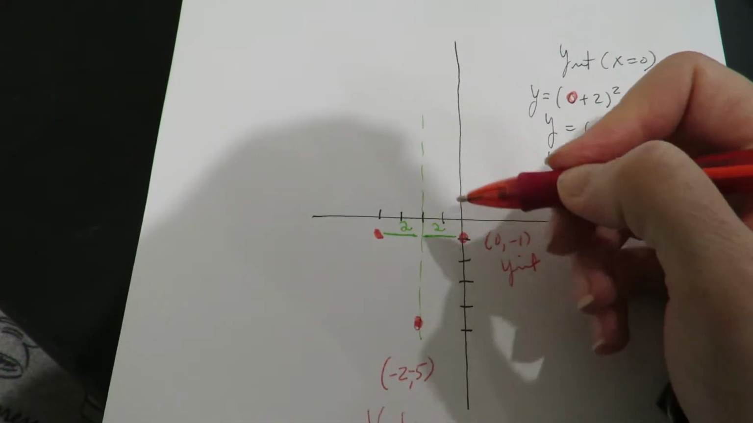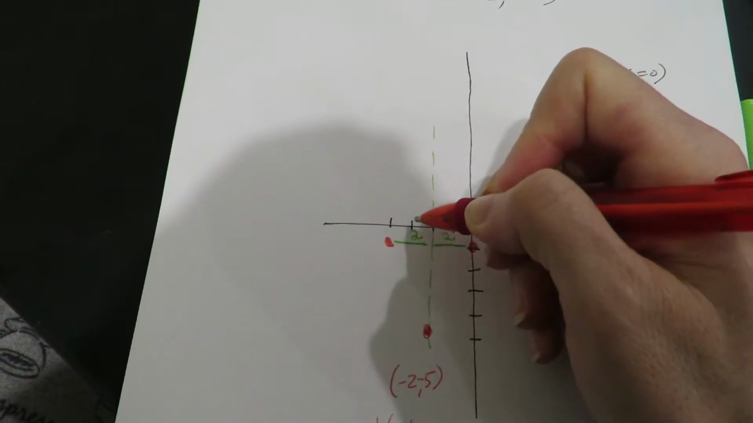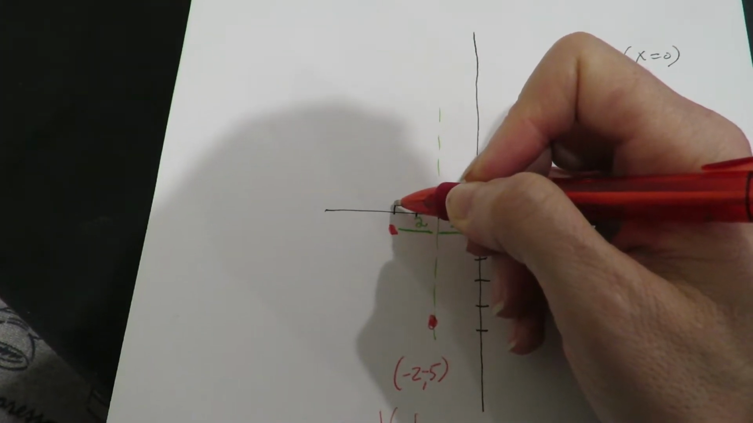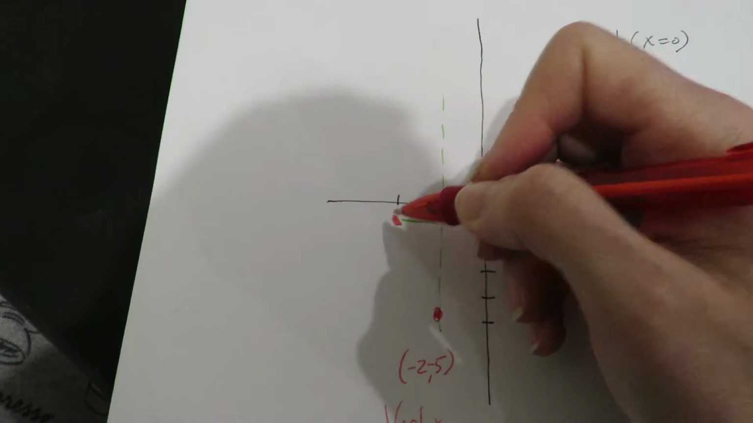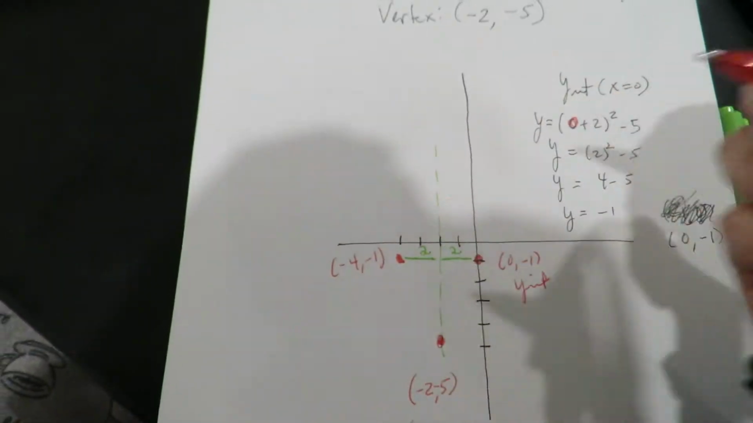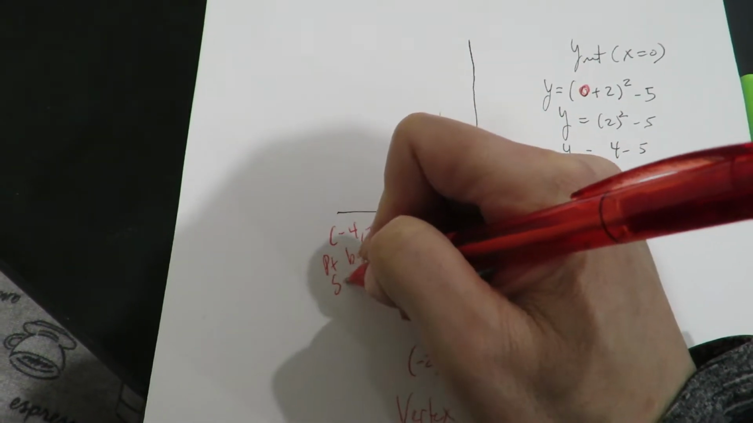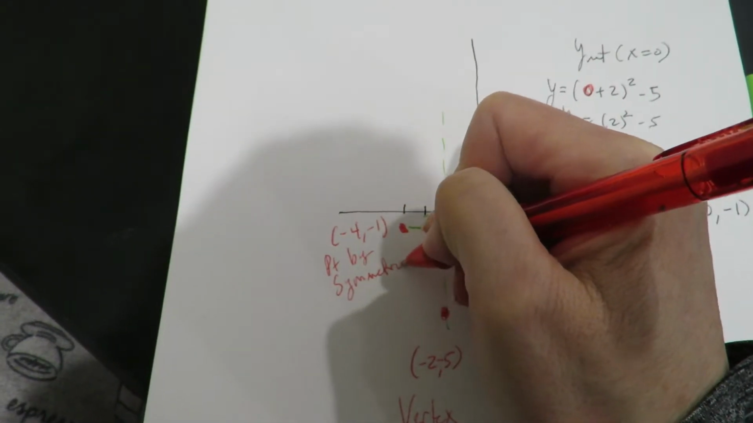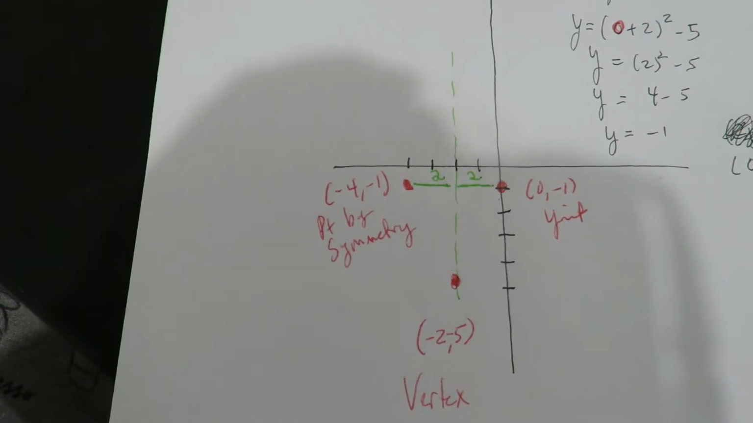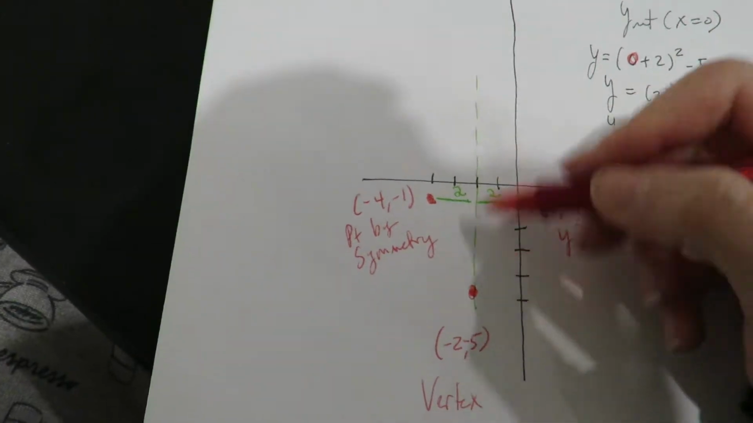So for me to figure out where that point in space is, I have to actually walk 1, 2, 3, 4 units on the x to the left and -1 unit down. So this one we would call point by symmetry, because I used the symmetry of the Y-intercept to find it off of the center.